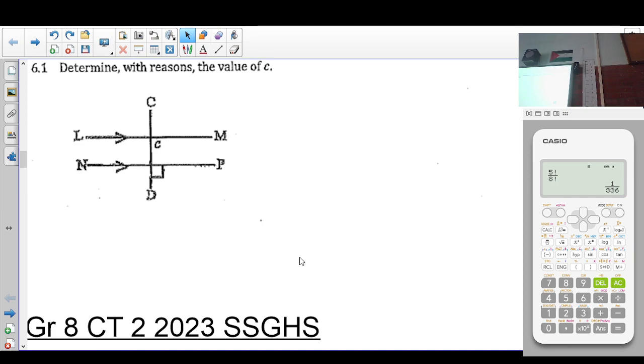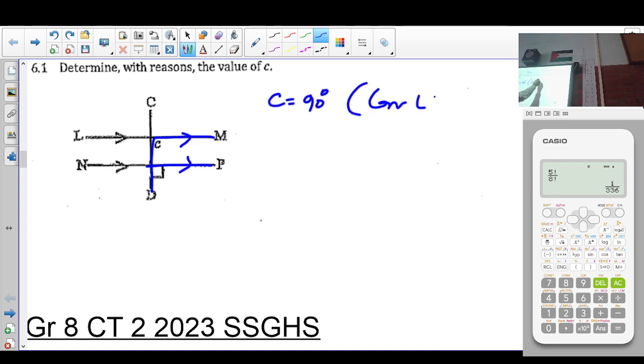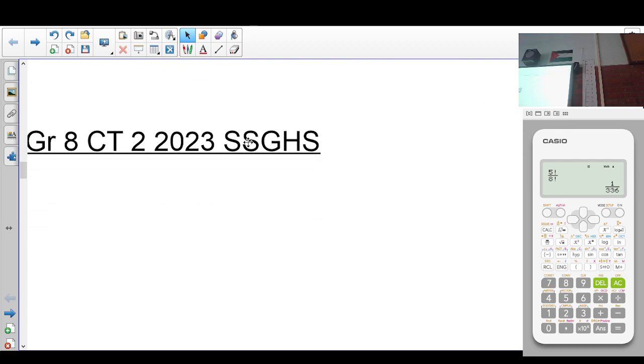6.1. Determine with the reason the value of c. Of course, the F is evident there. So c is equal to 90 degrees. The reason is corresponding angles, with LM being parallel to NP. Don't forget to state the lines that are parallel, otherwise you won't get that mark.